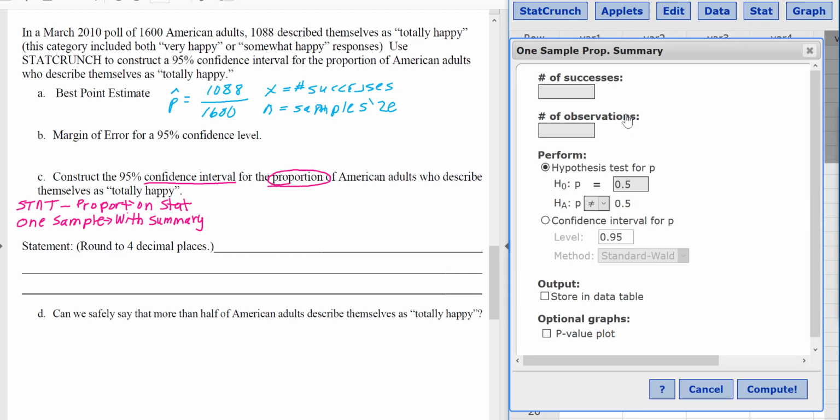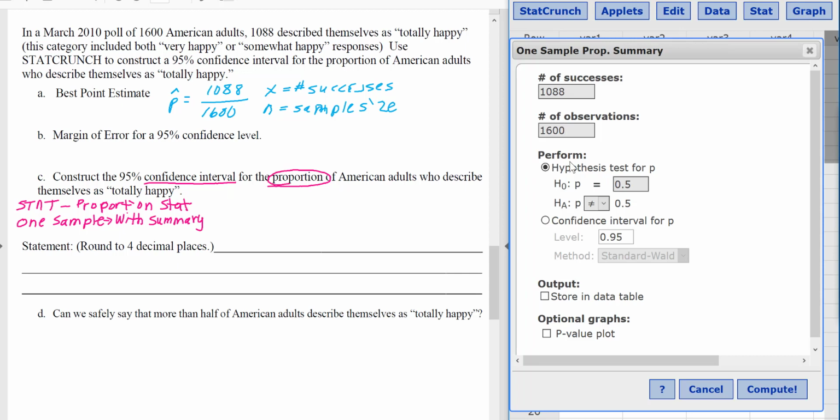Now we're going to have to type in the number of successes. The number of successes in this case we already said was 1,088. Let's type in that number. So 1088 under number of successes. Number of observations is our n, which is our sample size, which is 1,600.